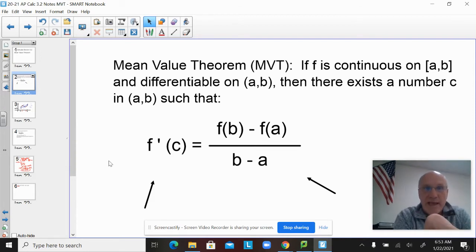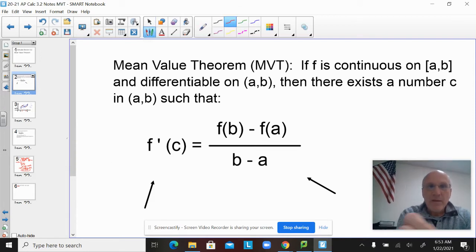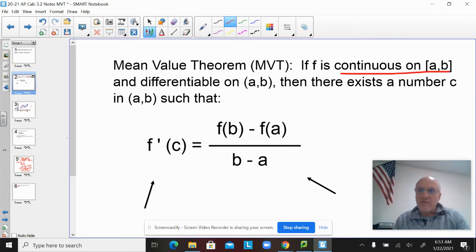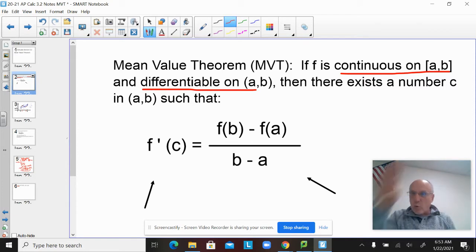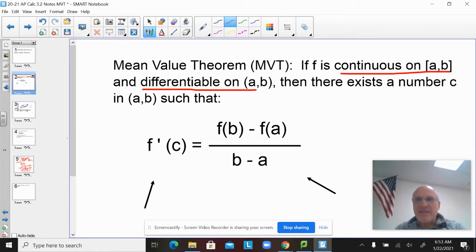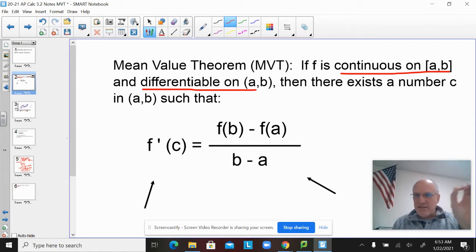The first thing is you'll be asked, does the theorem apply? So the function has to be continuous all the way from a to b. If there's any asymptote or break in the action, then this theorem does not apply. And it has to be differentiable on the open interval, which means there can't be a corner, like an absolute value function, or a cusp, because that wouldn't be differentiable at that point. It's got to be differentiable everywhere. So as long as that's true, then this says there exists a number c. Notice this theorem doesn't tell you what number that c is.